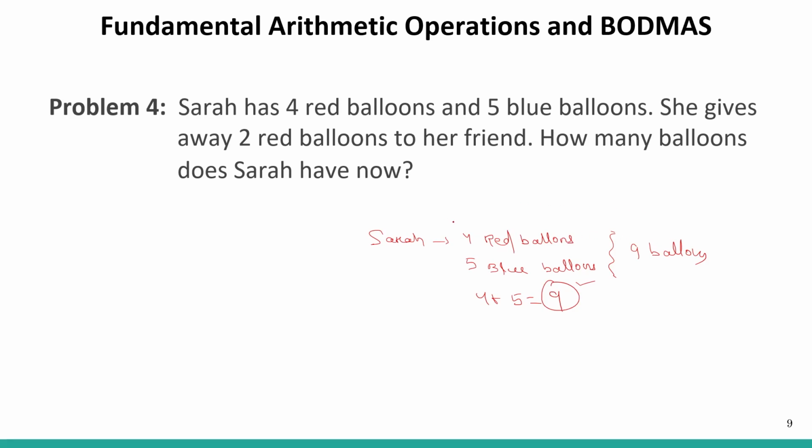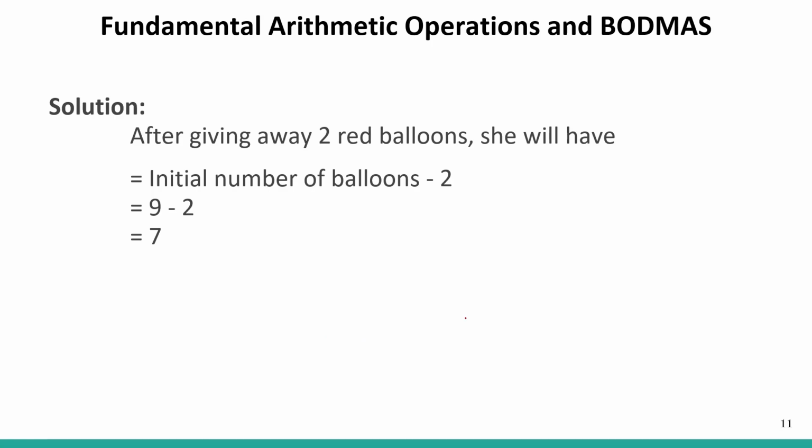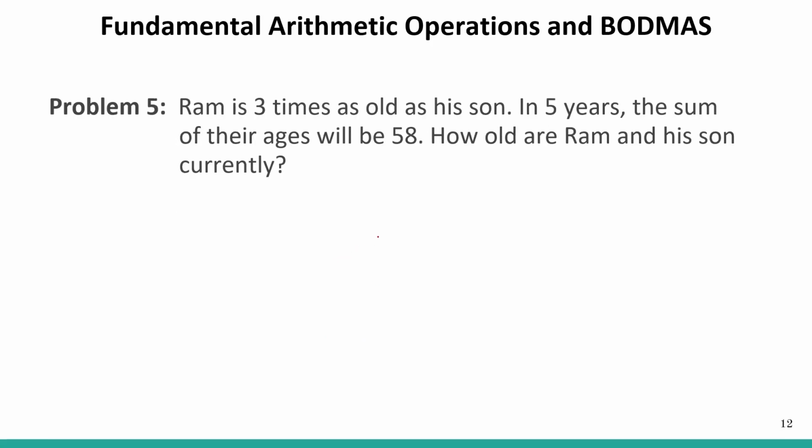So she gave away 2 red balloons to her friend. How many balloons does she have left? So minus 2. What we will do is 9 minus 2, which is equal to 7. So 7 balloons are left now. The total was 9 balloons, 2 were given away, so 7 balloons are left.